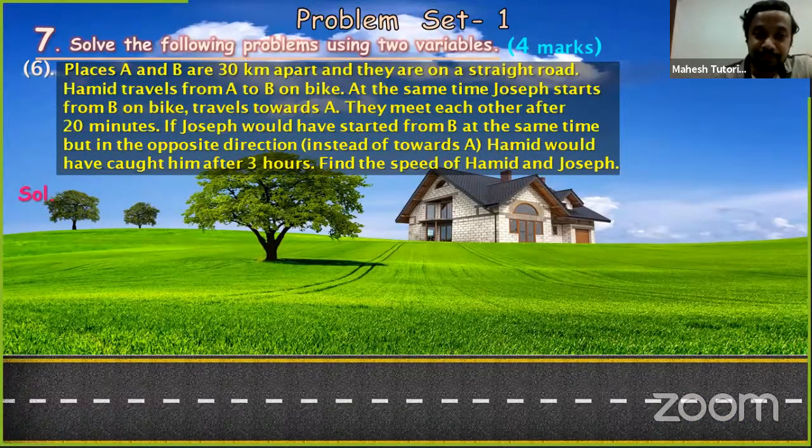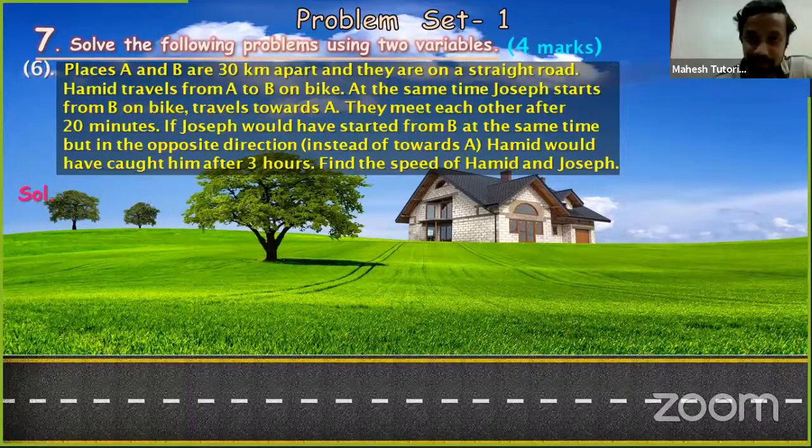Places A and B are 30 kilometers apart and they are on a straight road. Hamid travels from A to B on bike. At the same time, Joseph starts from B on bike, traveling towards A. They meet each other after 20 minutes. If Joseph would have started from B at the same time, but in the opposite direction instead of towards A, Hamid would have caught him after 3 hours. Find the speed of Hamid and Joseph.